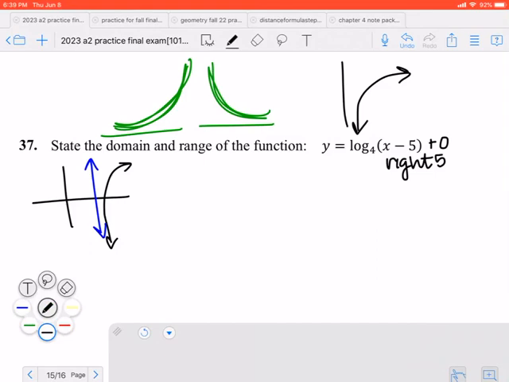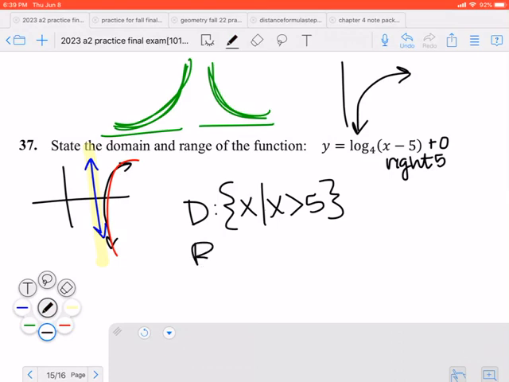And I can do a real rough sketch like that because they're asking us for the domain and the range, which is easy to ascertain because we know the asymptote is at 5. So the graph is on the right-hand side of 5. So our domain, x such that x is greater than 5, not equal to, just greater than, because it doesn't cross the asymptote. And then the range, it's going down forever and up forever. So y such that y is all real numbers.